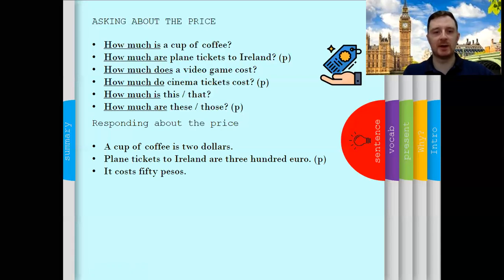50 pesos, okay? So depending on where you are, of course, we have different money all over the world. Just notice here we have $2, 300 euro, 50 pesos. So sometimes we will say the type of money as well. We will say what currency it is. Only sometimes, and you will see why in a moment.